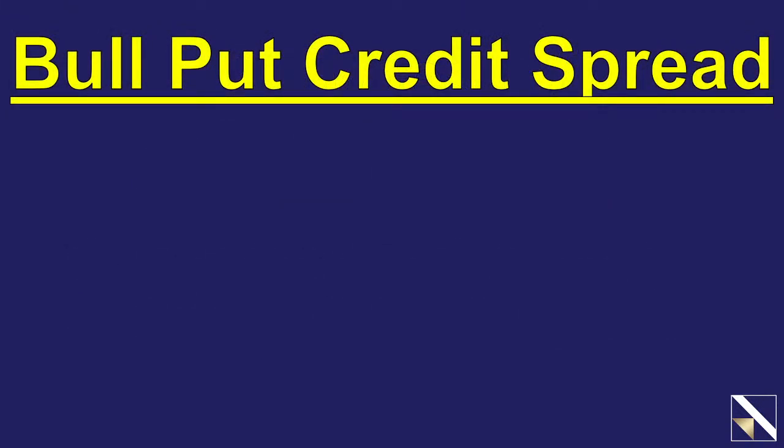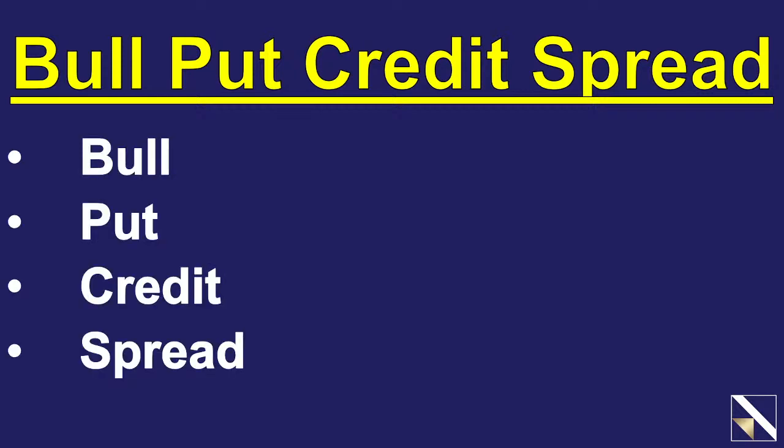Bull put credit spread. All right, there's 4 words there. Let's talk about each one. Bull, put, credit, and spread. That'll help you understand what's going on with this trade. By the way, this is also called a vertical spread. Okay, vertical spread, credit spread. Your broker might call them one or the other.